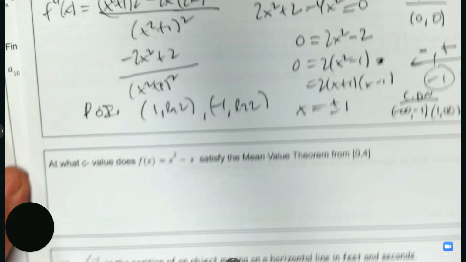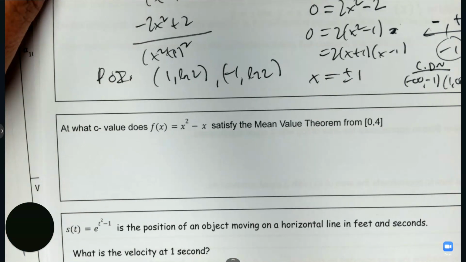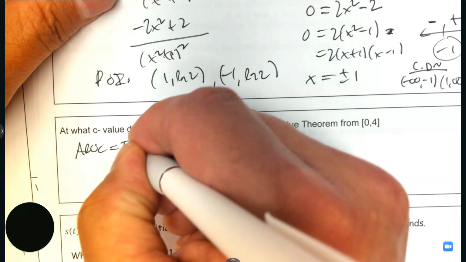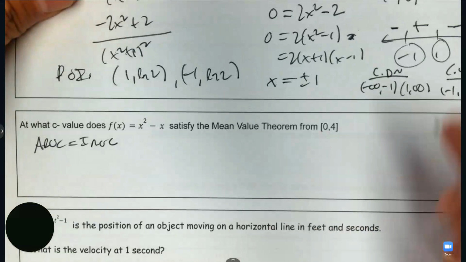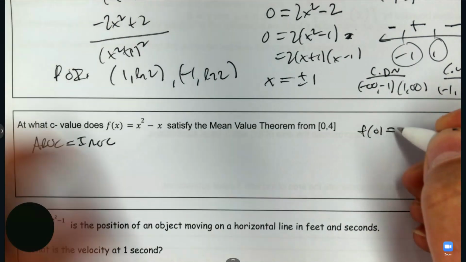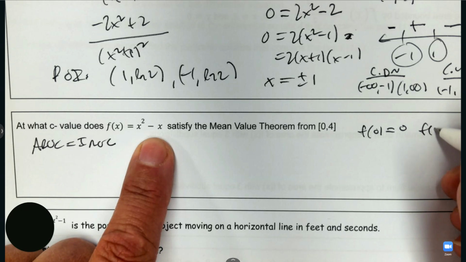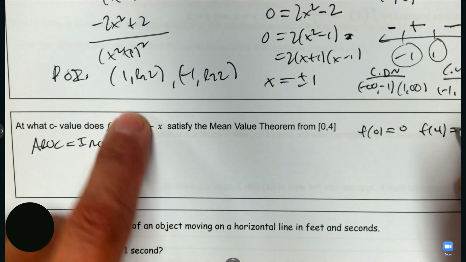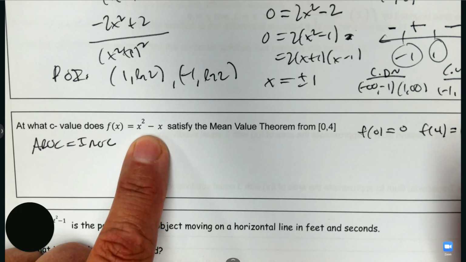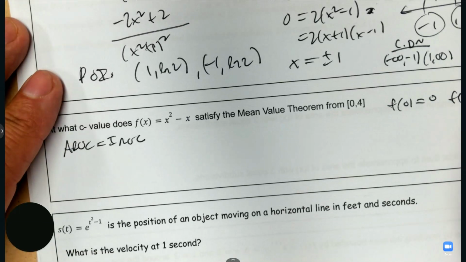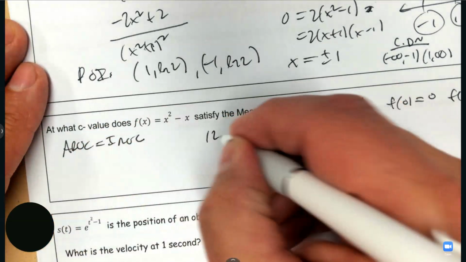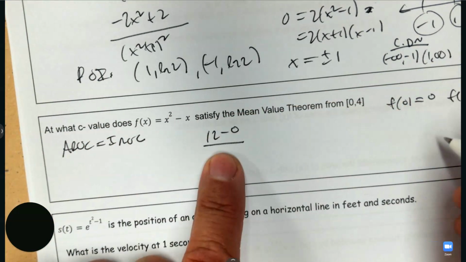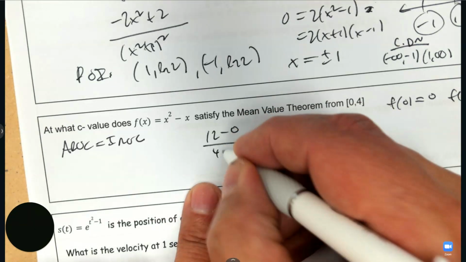All right, at what C value does it satisfy the mean value theorem? So mean value theorem is when A rock equals I rock. So step 1 is I'm going to plug in 0 and the answer is 0. I'm going to plug in 4 and the answer is 16 take away 4. So A rock then would be 12 take away 0, and on the bottom would just be 4 take away 0.